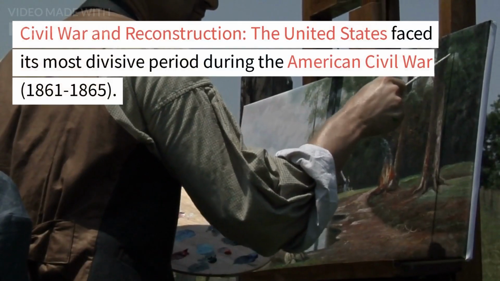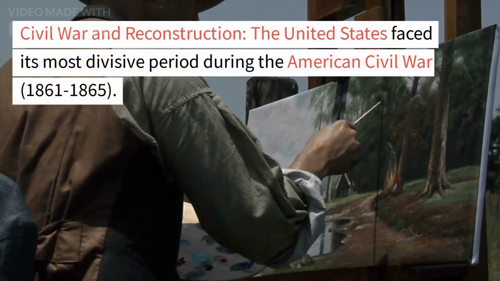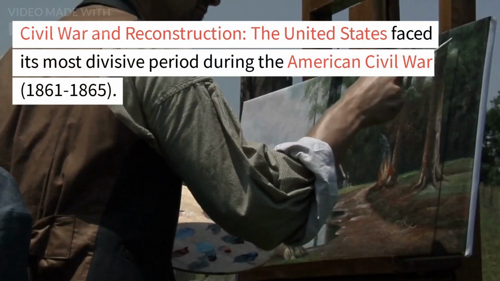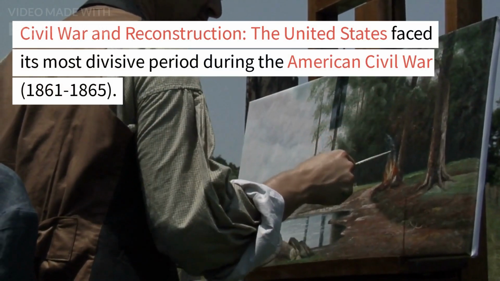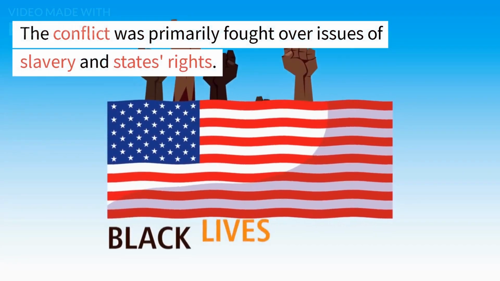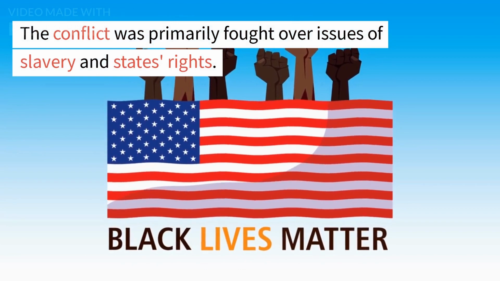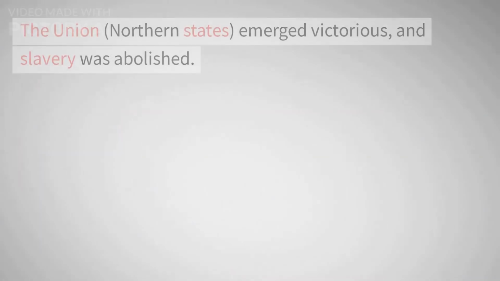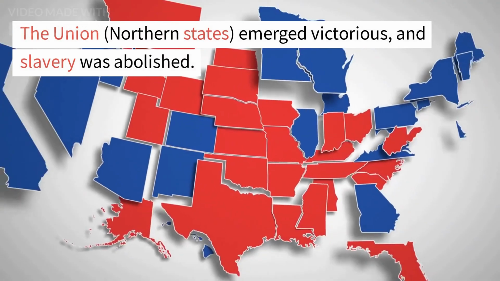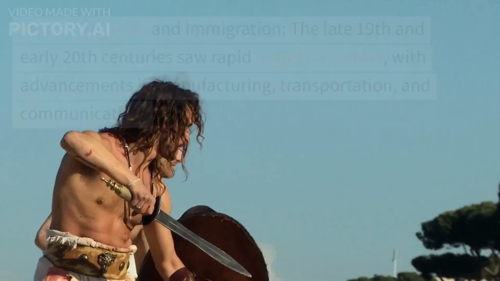Civil War and Reconstruction. The United States faced its most divisive period during the American Civil War, 1861 to 1865. The conflict was primarily fought over issues of slavery and states' rights. The Union, the Northern states, emerged victorious, and slavery was abolished.